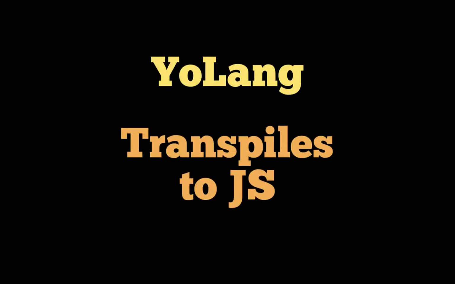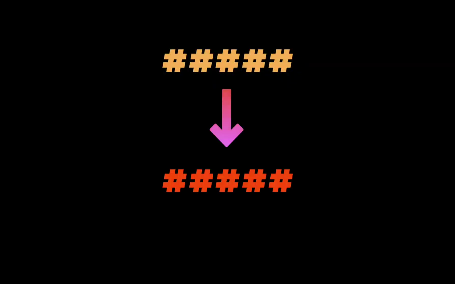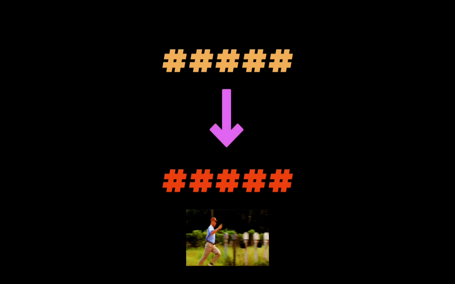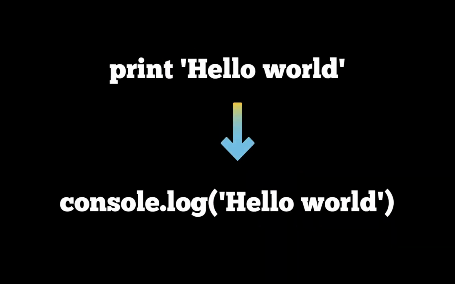In ELang, your code is transpiled to JavaScript. This means if you write something in this language, it gets converted to JavaScript, which is further run by the browser. For example, if you write print hello world, it gets converted to console.log hello world.